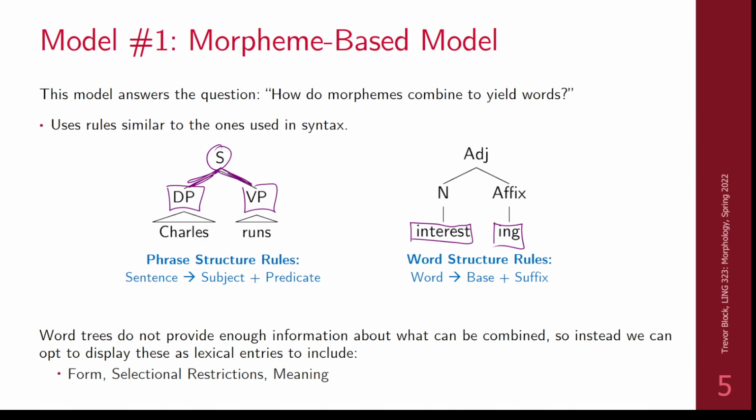Now these trees tell us categories and how they combine, but it doesn't show us the lexical selectional restrictions. So for instance, it doesn't tell us what this ing wants. It doesn't tell us what an ER wants. It doesn't tell us what an S wants. So we can introduce things called lexical entries that show us this. And then we can use those lexical entries for combinations.